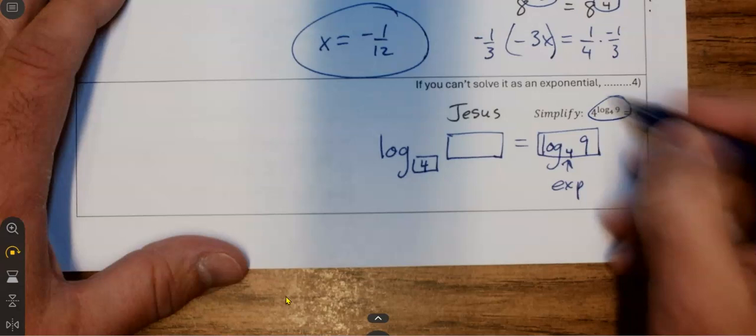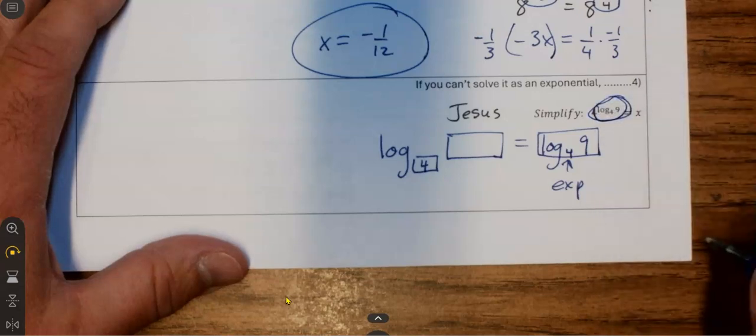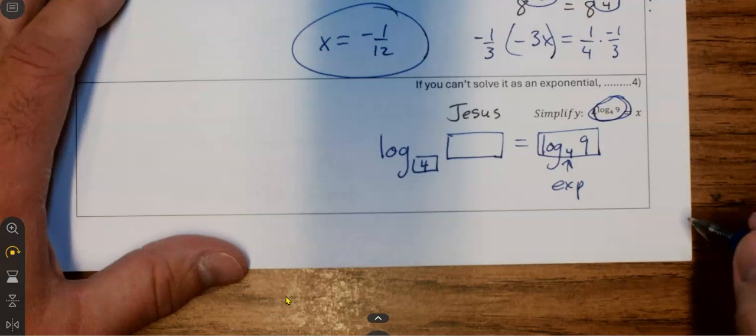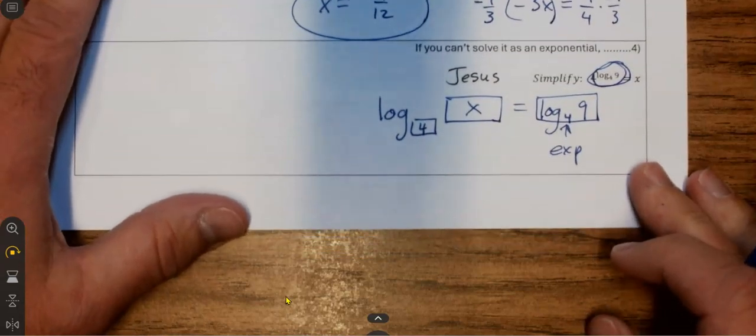It's right there, folks. That exponent, sorry, I accidentally circled the 4 there, but that exponent's sitting right up there. That only leaves one thing left, which is x. This should be easy at this point.